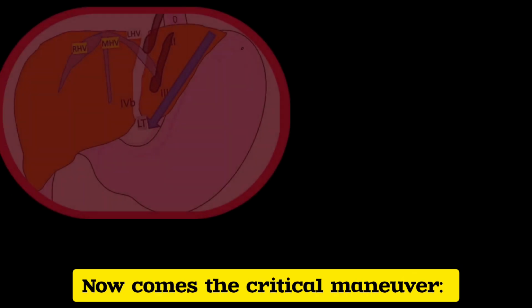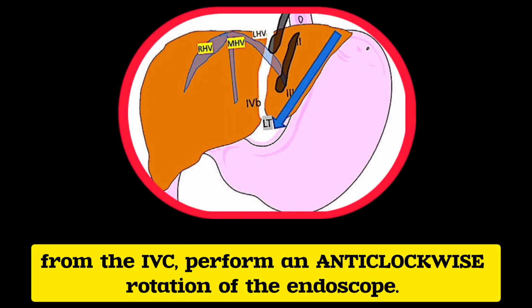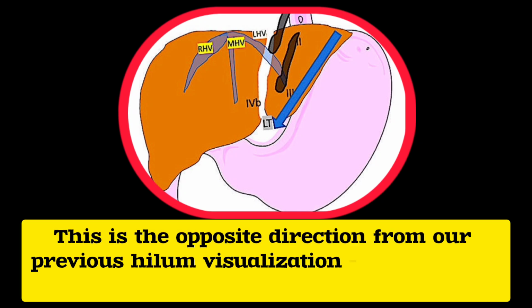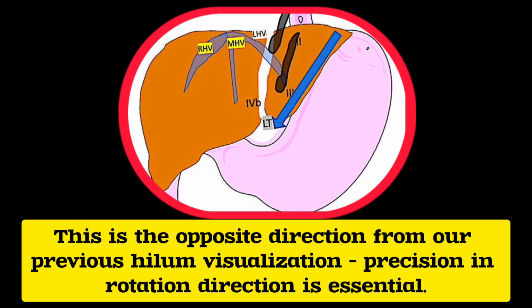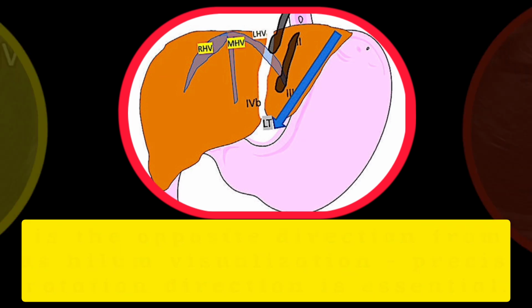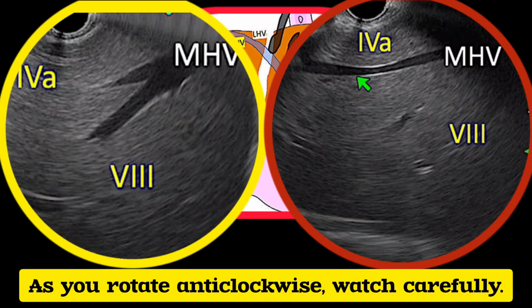Now comes the critical maneuver. From the IVC, perform an anticlockwise rotation of the endoscope. This is the opposite direction from our previous hilum visualization. Precision in rotation direction is essential. As you rotate anticlockwise, watch carefully.